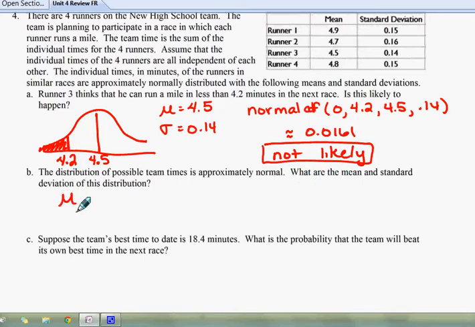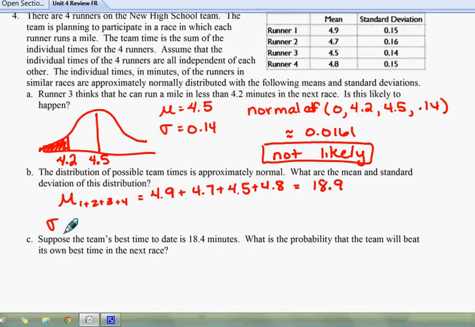The mean of all of the runners added up together is just the sum of all of their means. So it's 4.9 plus 4.7 plus 4.5 plus 4.8. So the expected value of all of their times is 18.9.